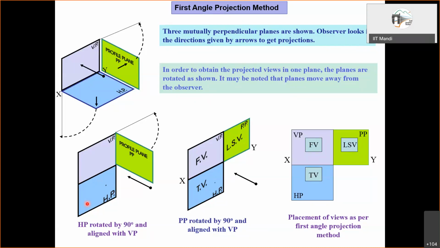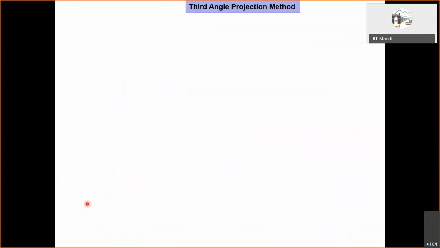So the same thing we will be continuing with here as well. So the arrangement as per the first angle projection we have seen here. Next, let us have a look at third angle projection method. So again, a set of planes. Now their orientation is changed a little.